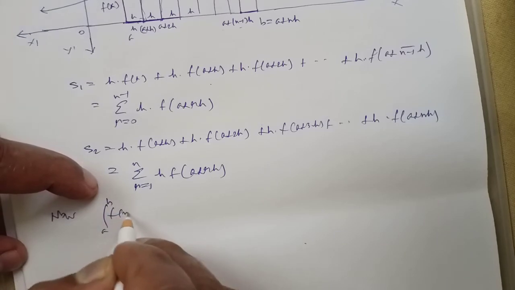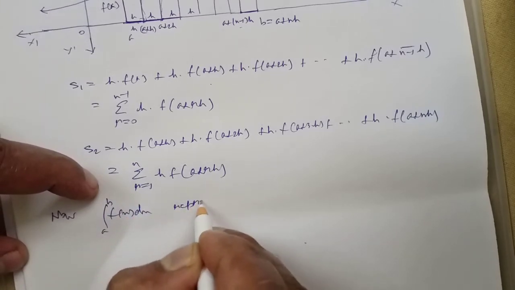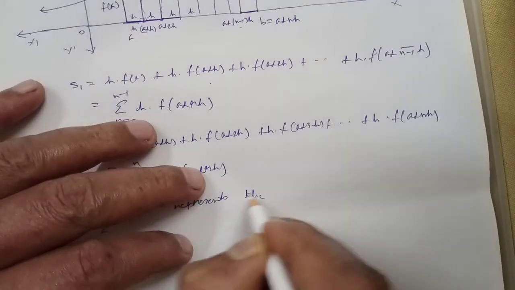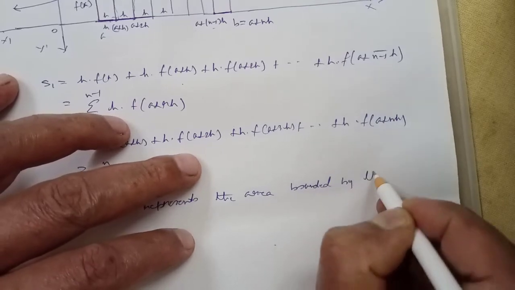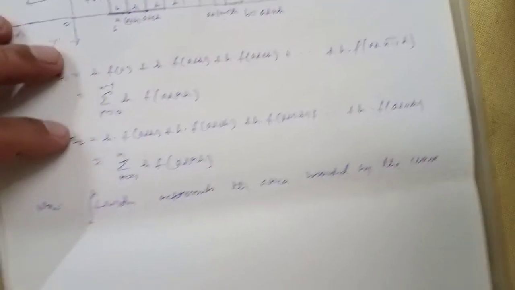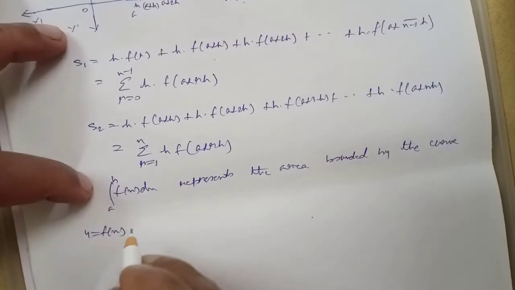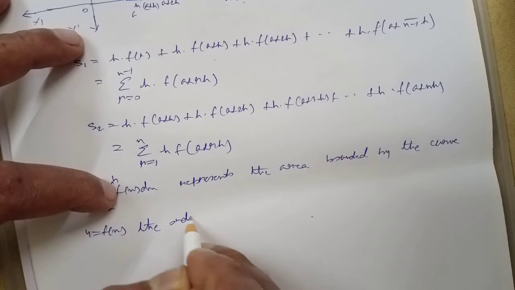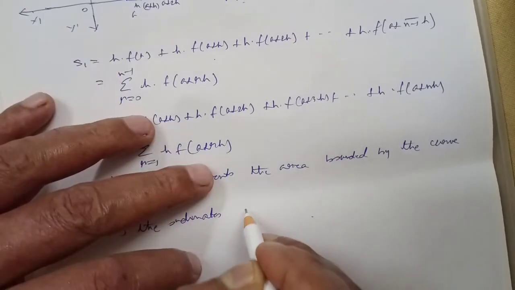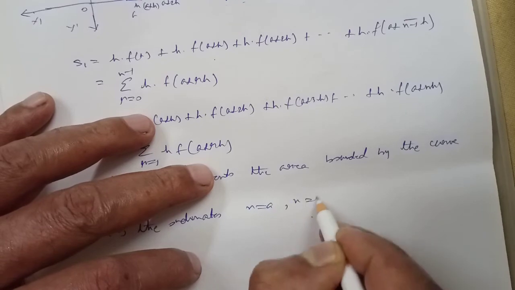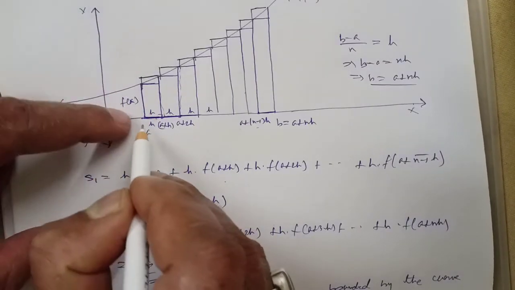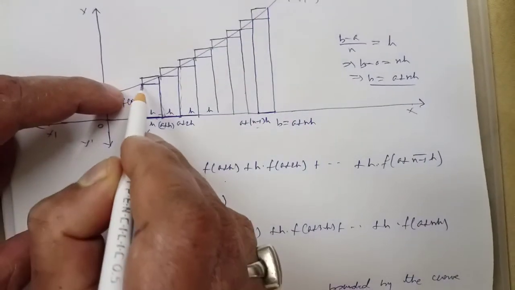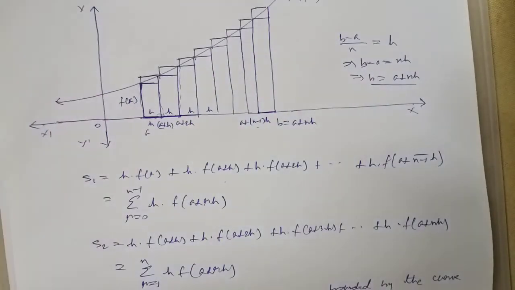Now, integration a to b f(x) dx represents the area bounded by the curve y equals f(x), the ordinates x equals a, x equals b, and the x-axis. Okay, that is, integration a to b f(x) dx represents this area: the curve, this ordinate x equals b, and the x-axis, this area.